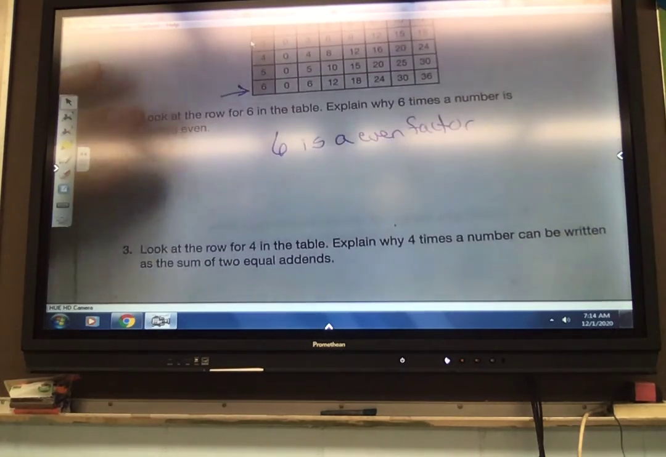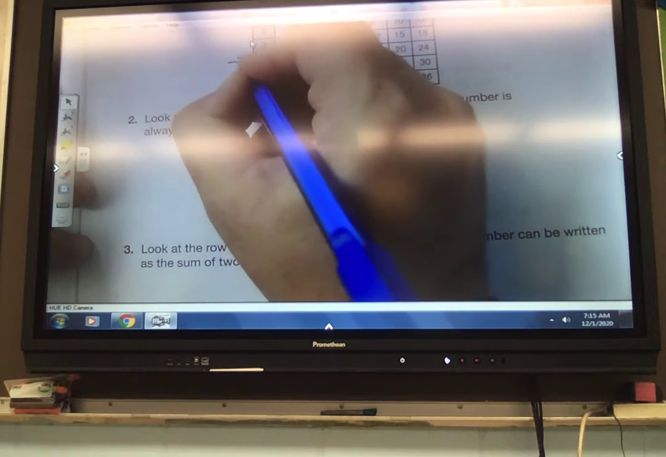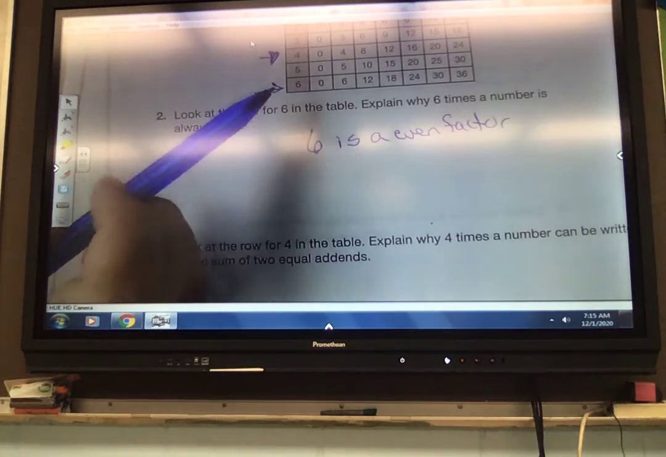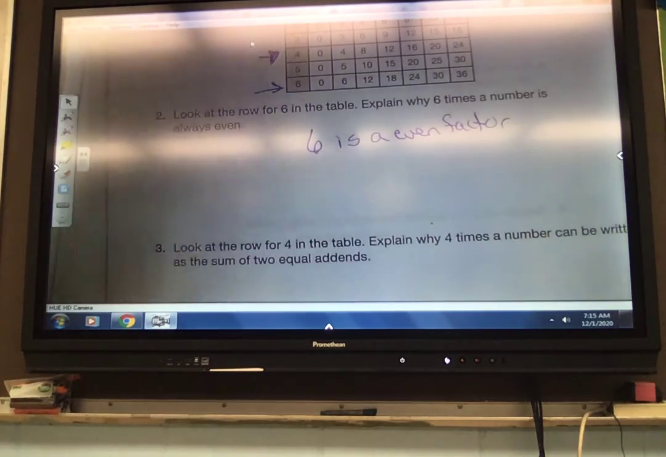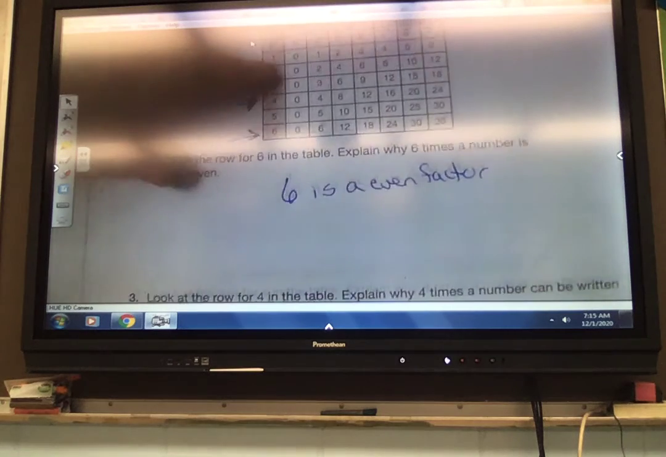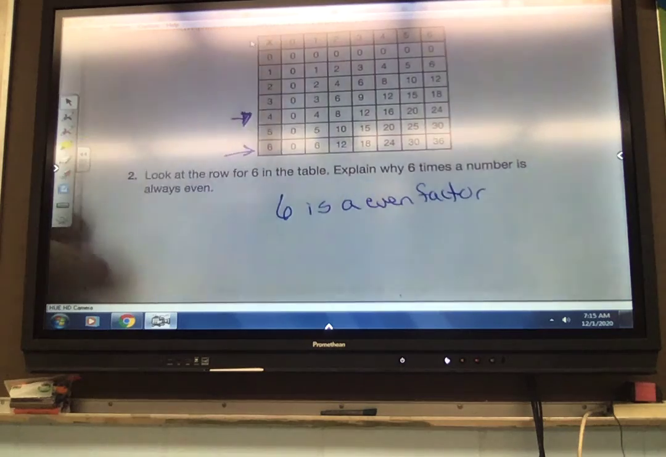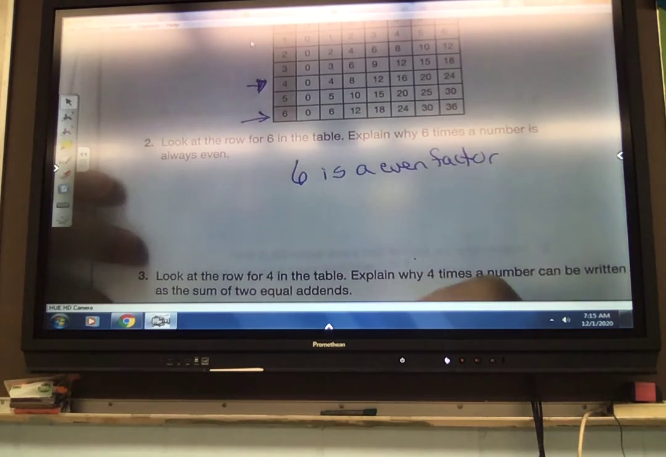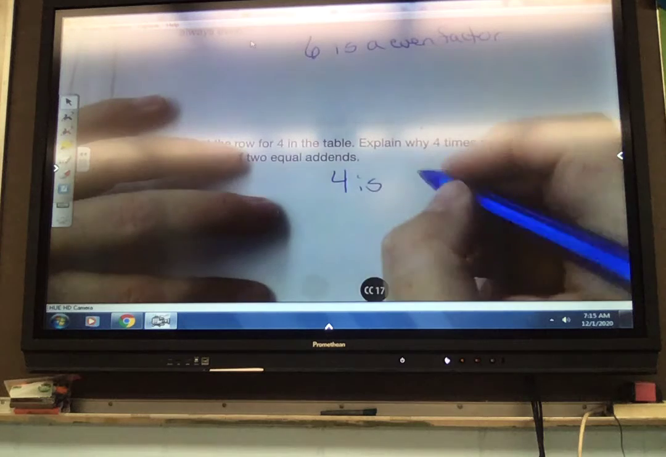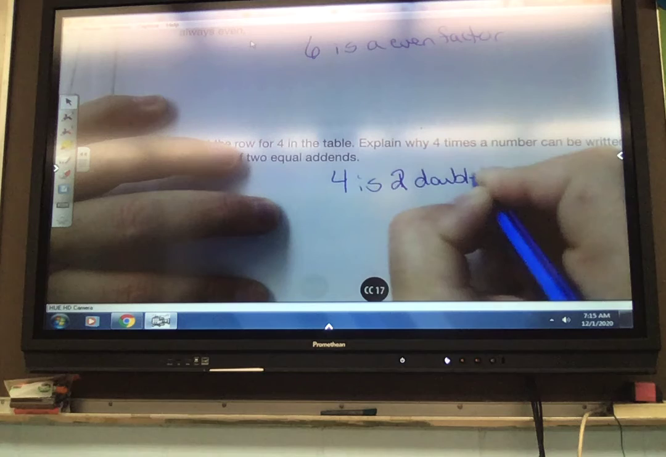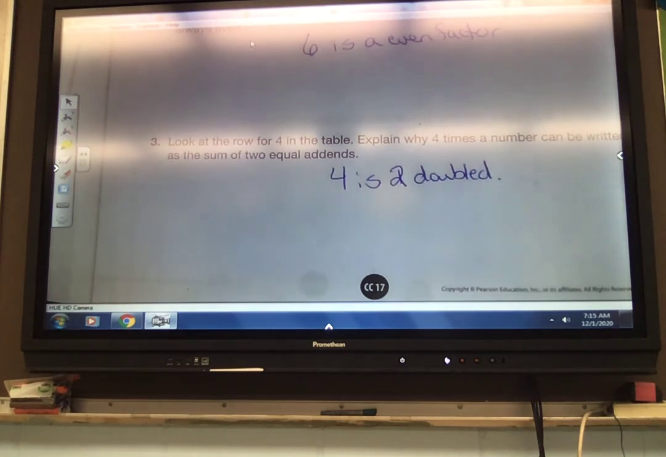All right, on 3, they want you to look at row 4. If you look at row 4, you're going to notice that every time you get a 4 answer, it is a double of a 2 fact. So if you look at your 2's, 2 doubled is 4, 4 doubled is 8, 6 doubled is 12. Why? Because 4 is 2 doubled. So when you're multiplying by 4, you're always going to get a double of your 2 fact.